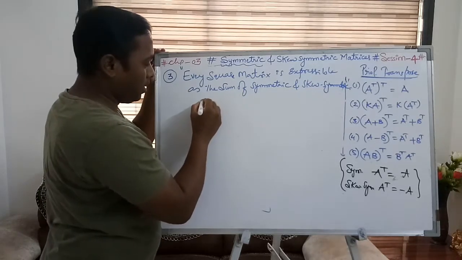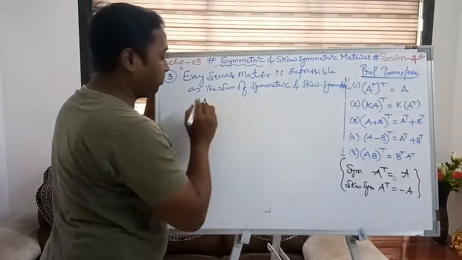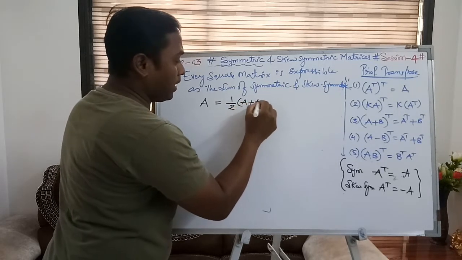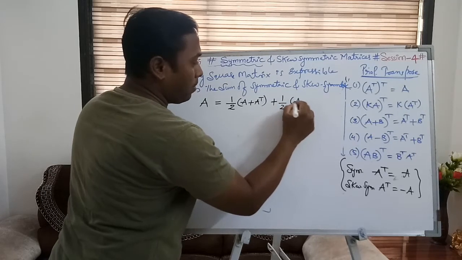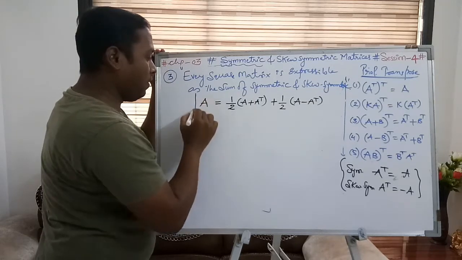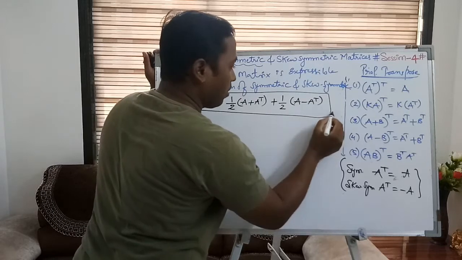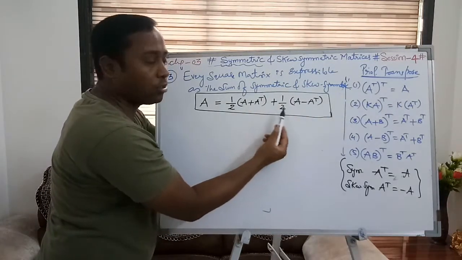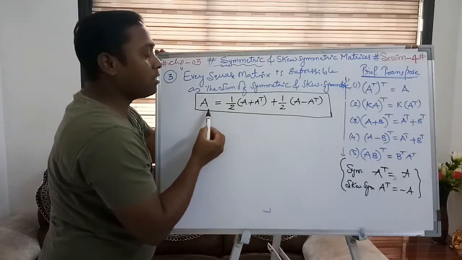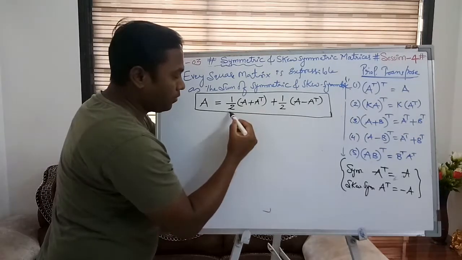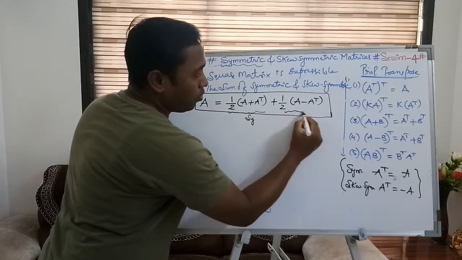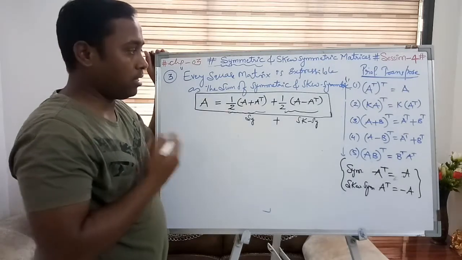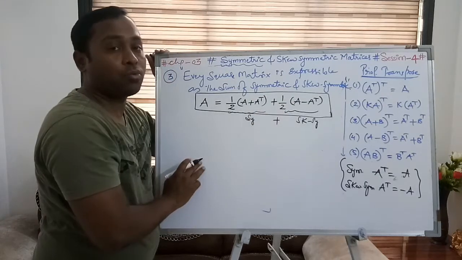What does it mean? It means that a square matrix A of order n by n is always expressible as the sum of half of A plus A transpose plus half of A minus A transpose. You can see by taking LCM 2, minus A transpose plus A transpose get cancelled. A plus A is 2A. 2A by 2 means 2 gets cancelled. So every square matrix can be written as the sum of this and this operation, where this operation will be symmetric, and this operation will be skew symmetric. Hence their addition will always give the matrix A. That is the result which we are going to prove.